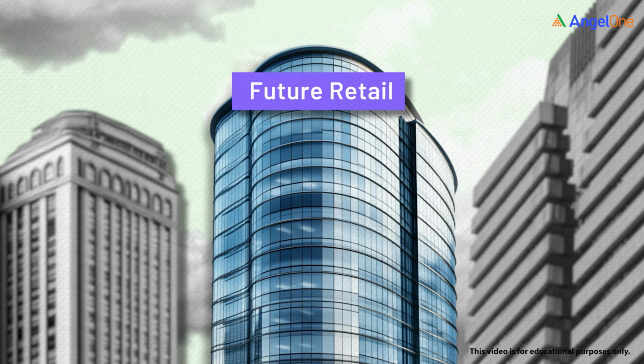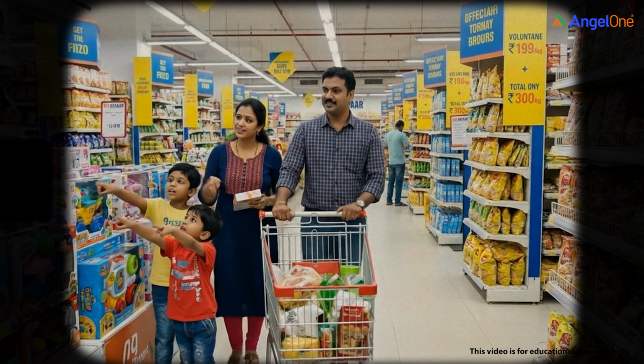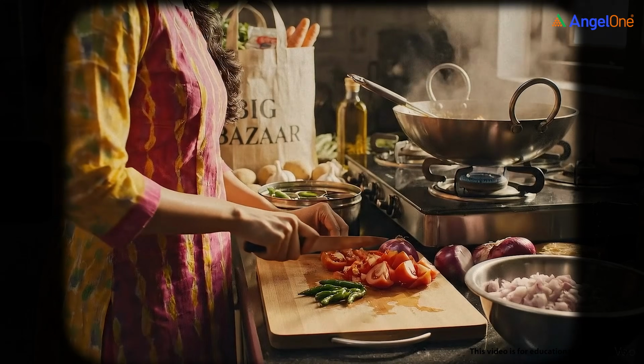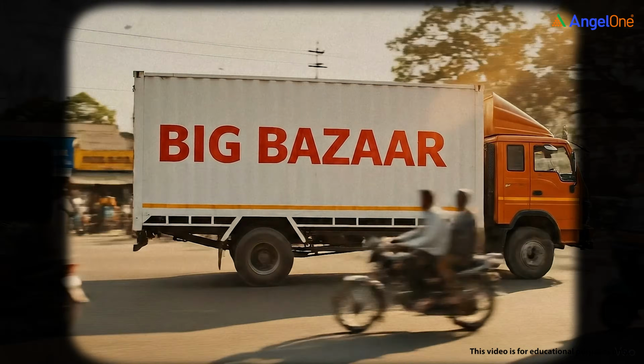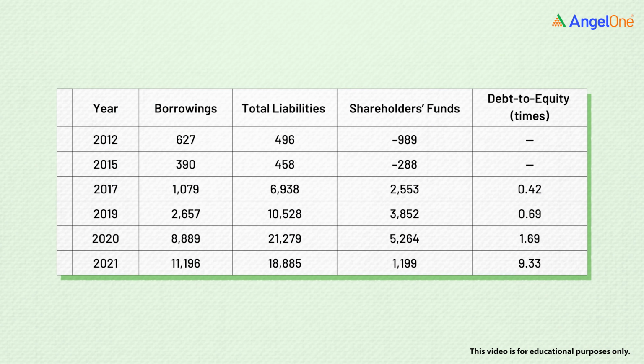Now let's look at another giant you've probably visited many times. Future Retail, the company behind Big Bazaar. For years, Big Bazaar symbolized modern retail in India. Thousands of stores, household names, and massive reach across cities. In 2017, the company's borrowings were around 1,000 crore. By 2020, that shot up nearly 9 times, crossing 8,800 crore. At the same time, reserves turned negative, meaning the company's liabilities were now bigger than its own capital. The debt to equity ratio grew from 0.42 in 2017 to 9.33 in 2021.